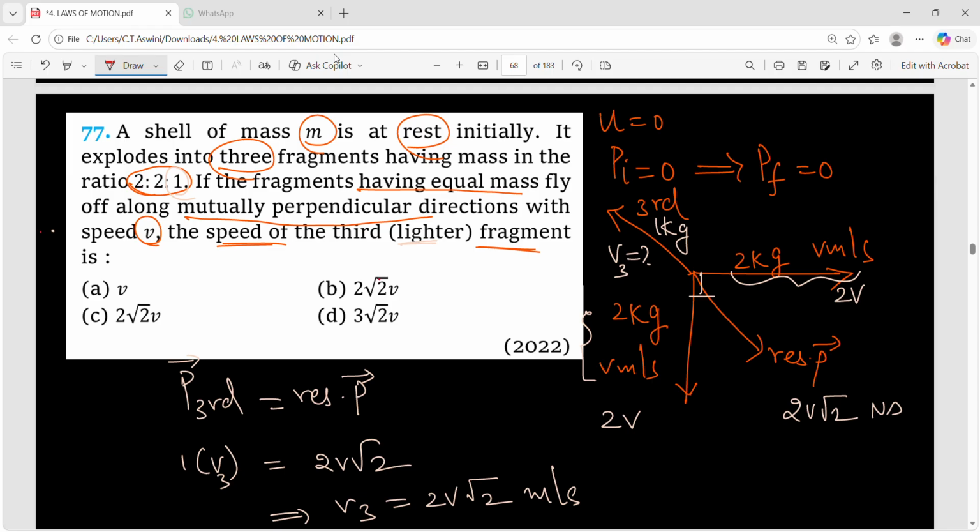We'll make a small change. We'll take it as 2 root 2 whole v. What is our answer? 2v root 2. So we'll take option C as the answer now. 2 into v into root 2 separate. Okay.